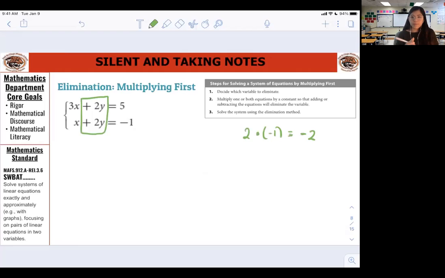So what we're going to do is I'm going to take the bottom equation, and it doesn't matter which one, actually. You could do the top one or you can do the bottom one. And you're going to multiply it all the way, everything, the whole thing times -1. Why do you guys think that I have to multiply everything instead of just the 2?